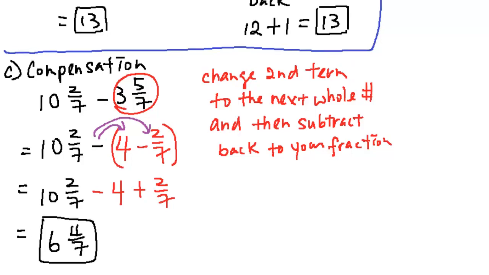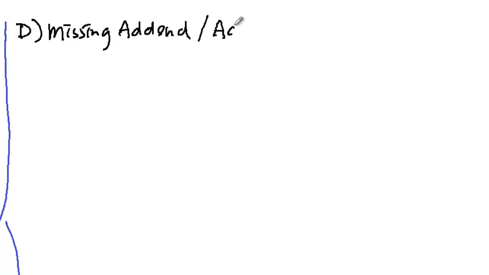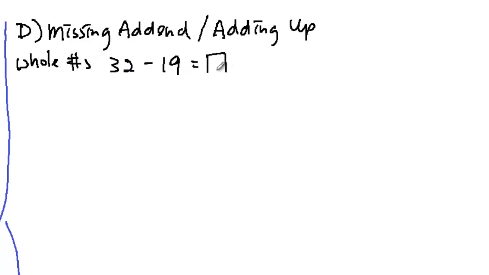So that is compensation. And the last way we're going to show you is called missing addend, or adding up. Again, we can do this with whole numbers first. 32 minus 19 equal to box.